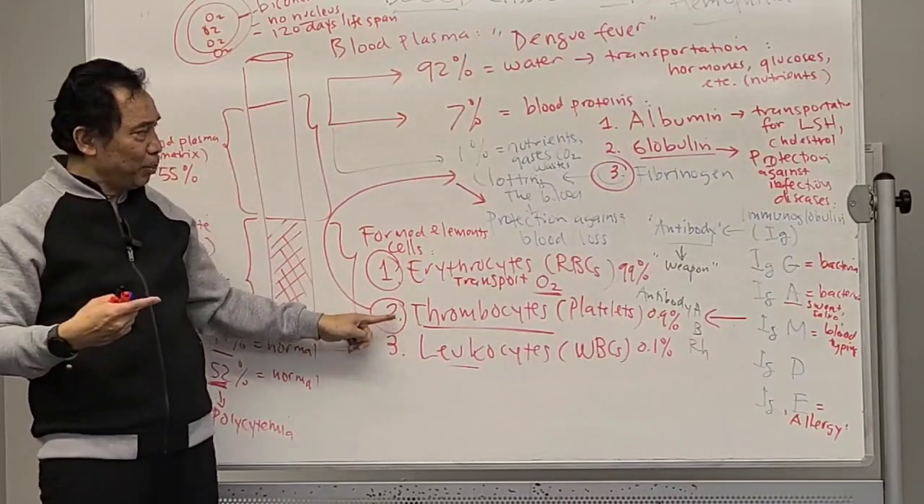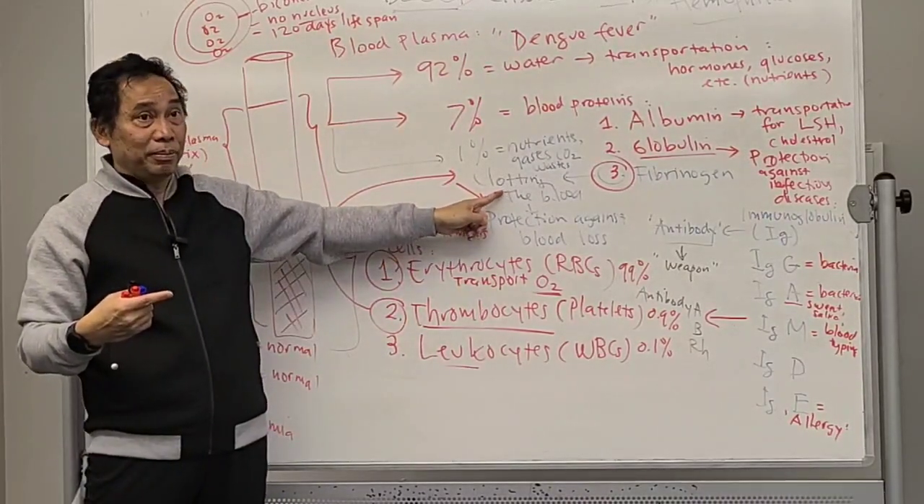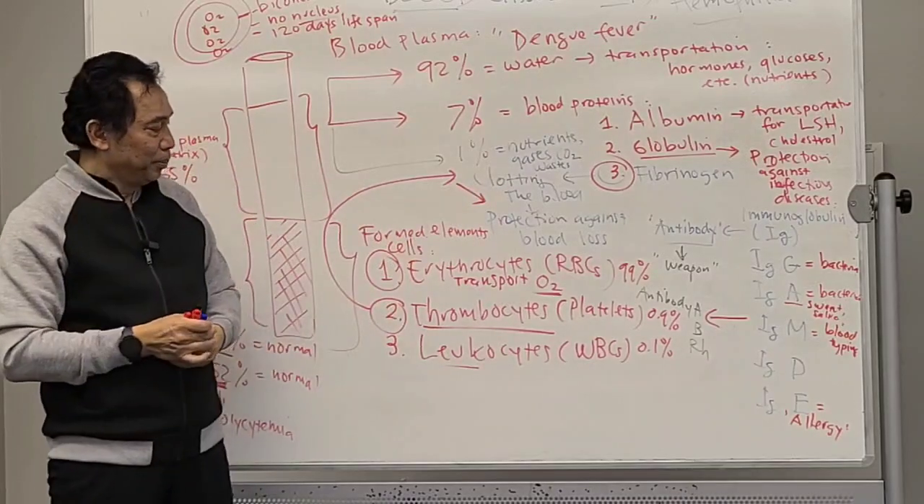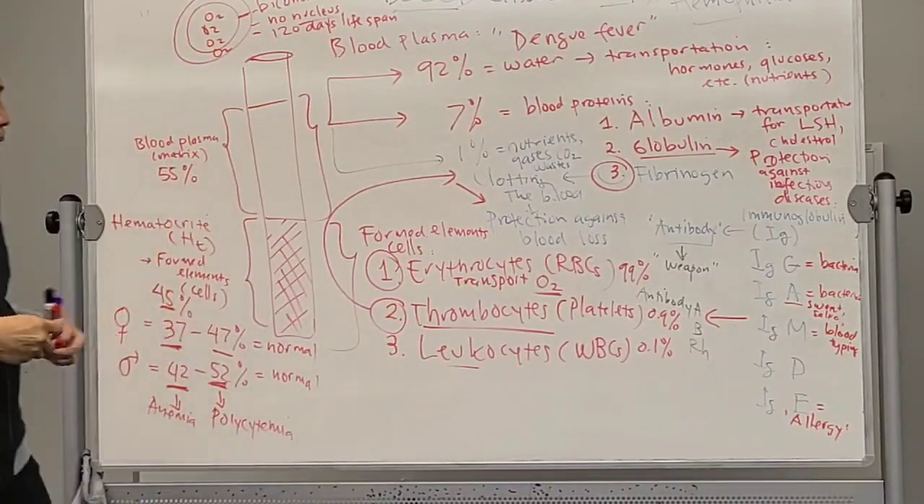So the thrombocyte is really important for clotting the blood. Now, the last one, the leukocyte.